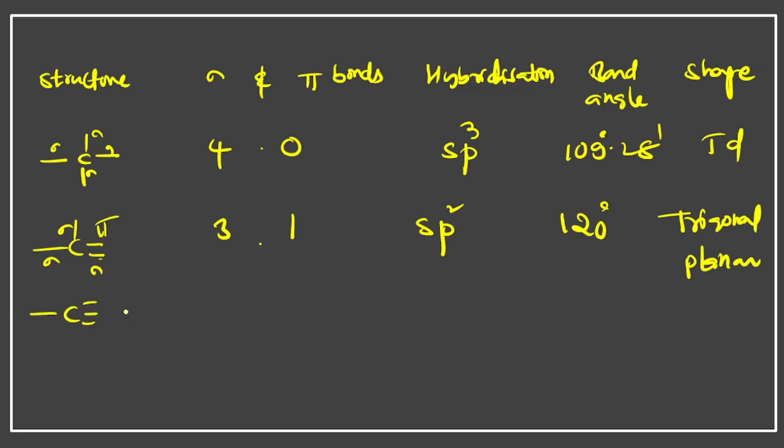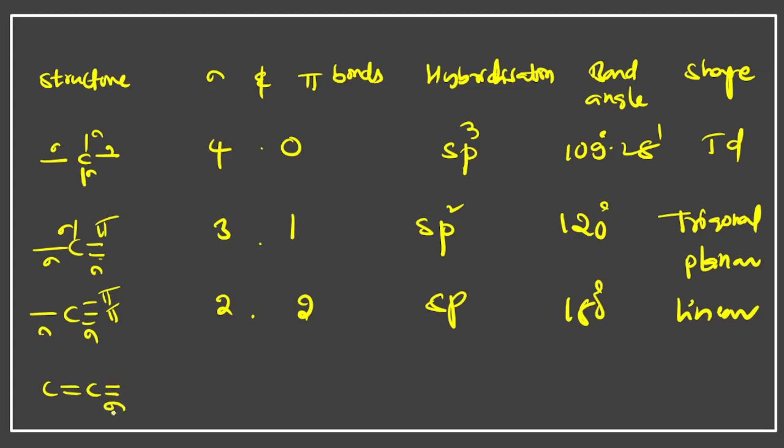Have a look at the next. Carbon having 2 sigma and 2 pi bonds undergoes sp hybridization. Its bond angle is 180 degrees. Its shape is linear. This is about structure, number of sigma bonds, hybridization, bond angle, and shape. We can do some examples for the hybridization. Have a look at this.